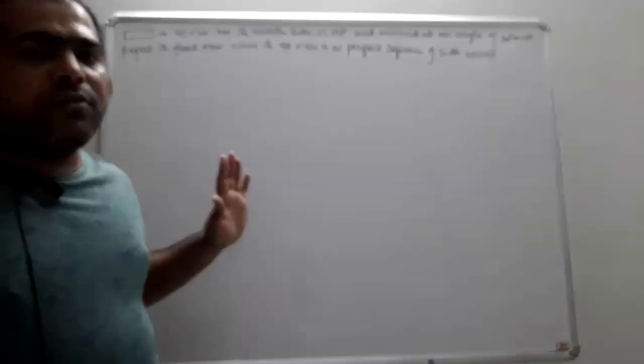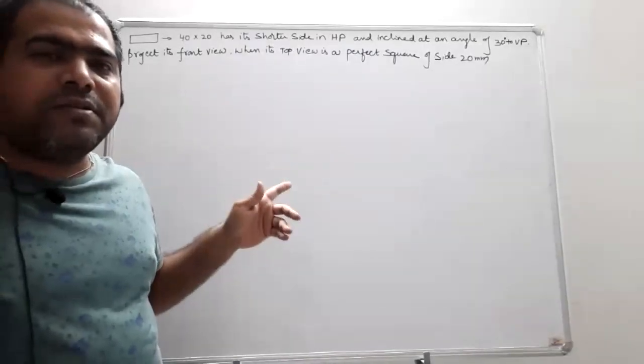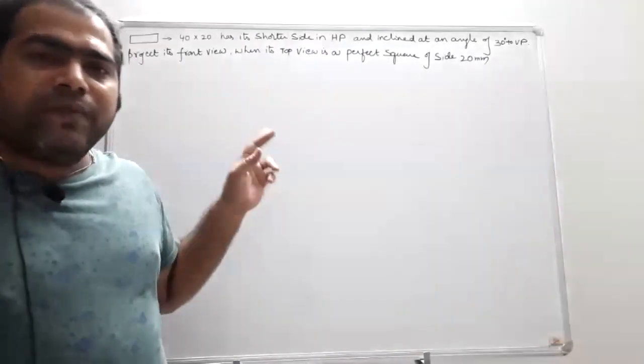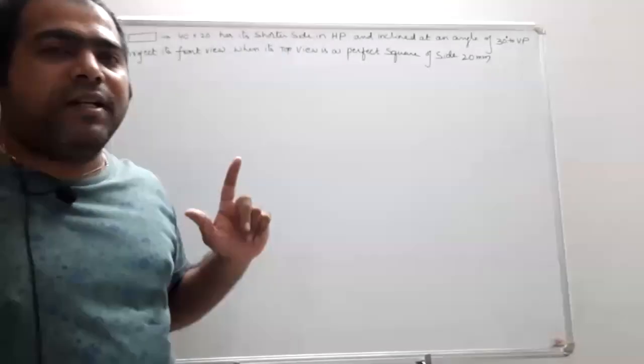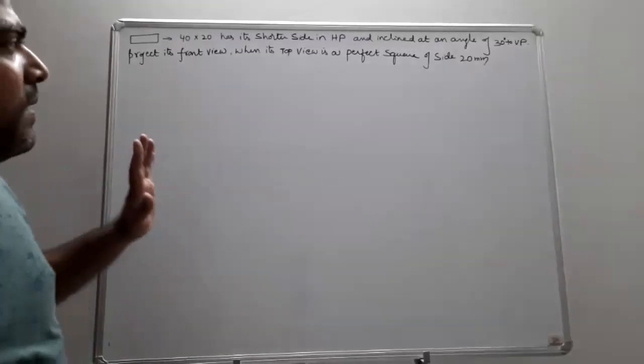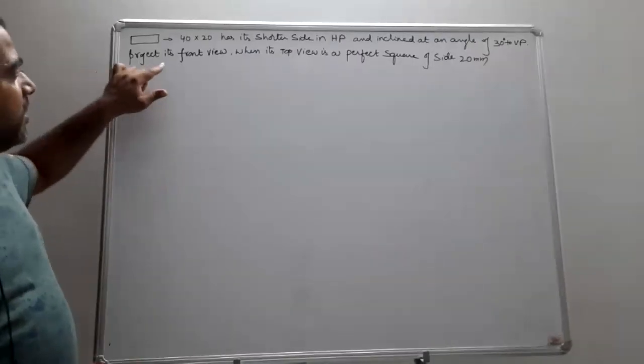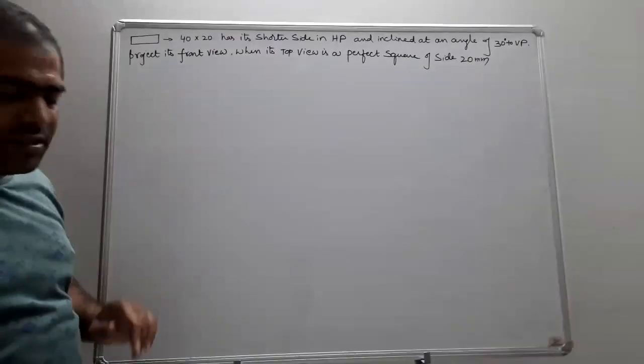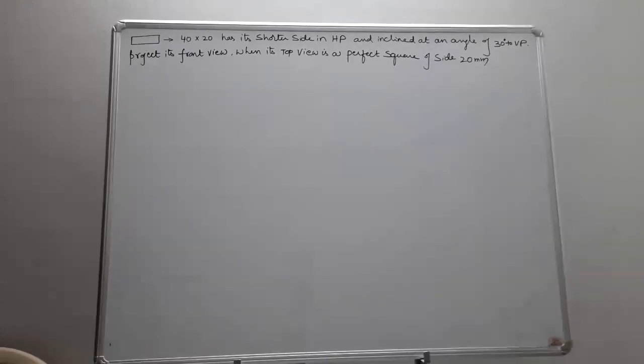What is the difference between this problem and the previous problem? There, he just gave the edge inclination and surface inclination. But in this problem, he didn't give the surface inclination. He just said to project its front view when its top view is a perfect square. That is one of the points you have to remember.